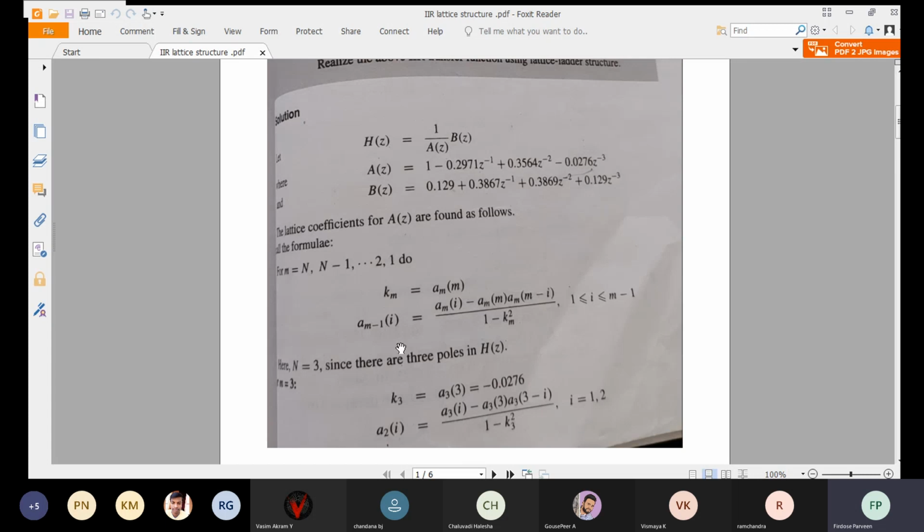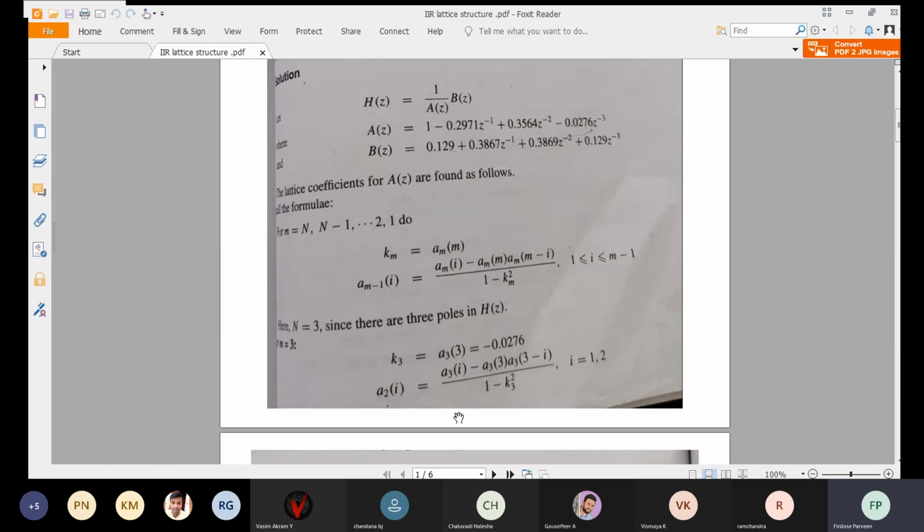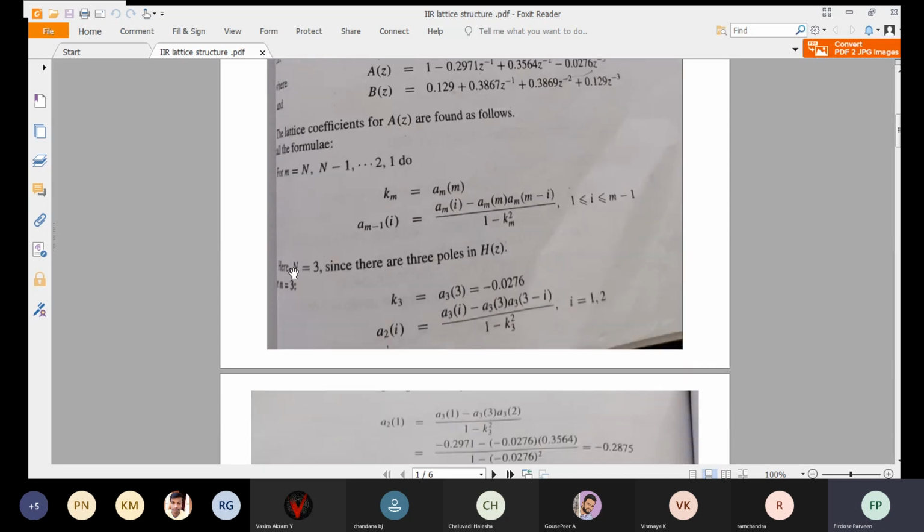So now we know these formulas. Km is equal to Am of m, that is K3 is equal to A3 of 3. That is nothing but this one, since this is A3 of 0, this is A3 of 1, A3 of 2 and A3 of 3. So we have got K3. We need to find out K2 and K1. For that we have a formula. K2 is nothing but A2 of 2. K1 is A1 of 1. So for that we have this formula. Here n is equal to 3 since there are 3 poles.